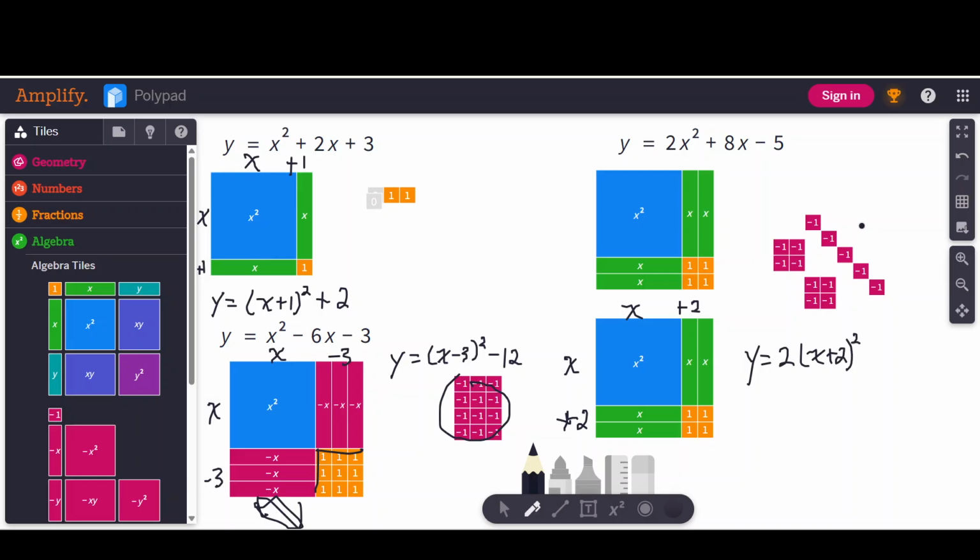And then we have all of these extras here. So what's that? -8, and then 5 more that we started with, so we're at -13. And again, really easy to read the vertex off there. So that's how we can complete the square with the algebra tiles. Really makes it meaningful for students to see what's going on and the fact that they're actually making a square.